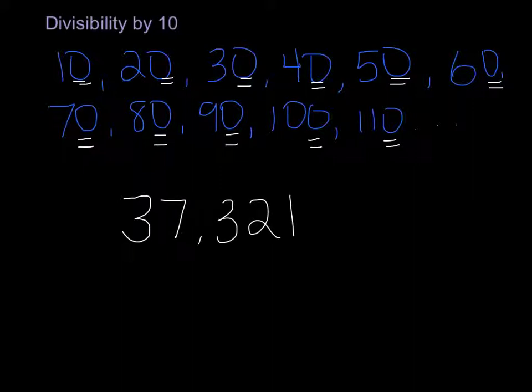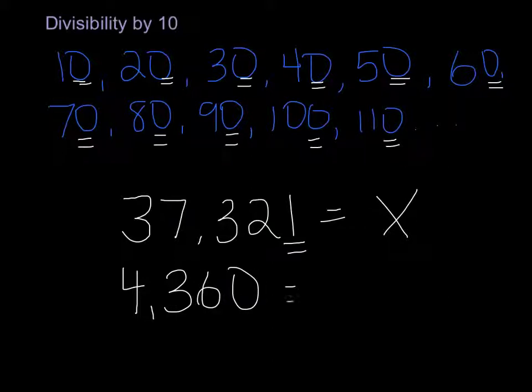37,321. Okay? We have to look at that number in the ones spot. It's a 1. We know our divisibility rule for 10 has to have a 0 in the ones spot, so that would not be divisible by 10. If I look at the number 4,360, I look at my number in the ones spot, it's a 0, and I know a number is divisible by 10 if there's a 0 in the ones column, so that would be divisible by 10.